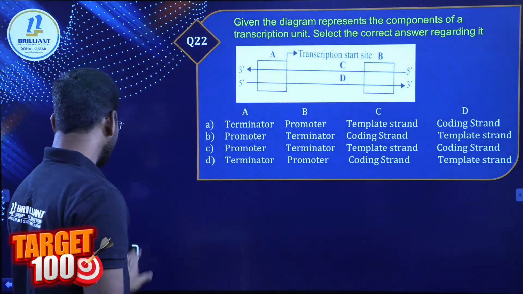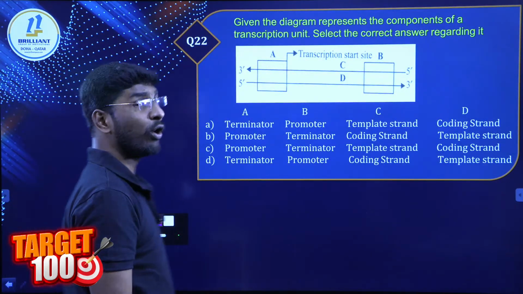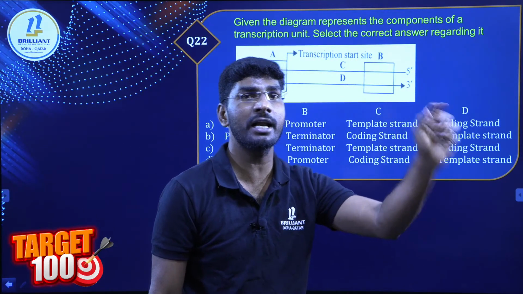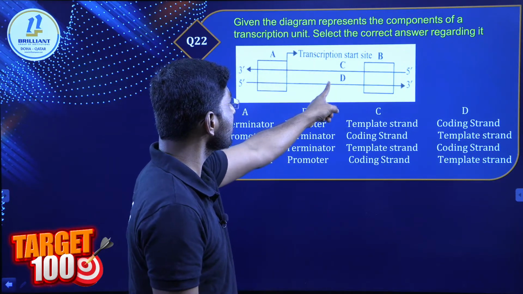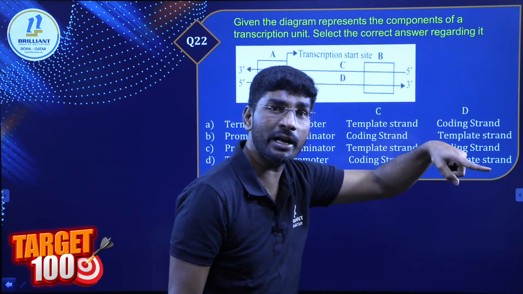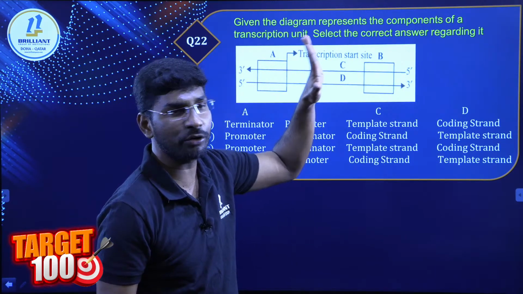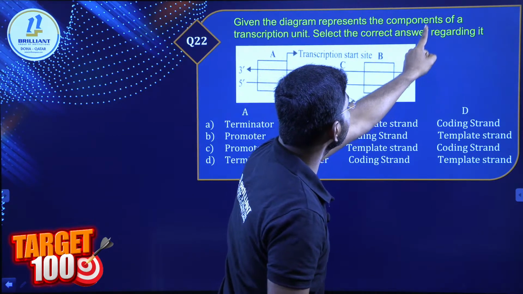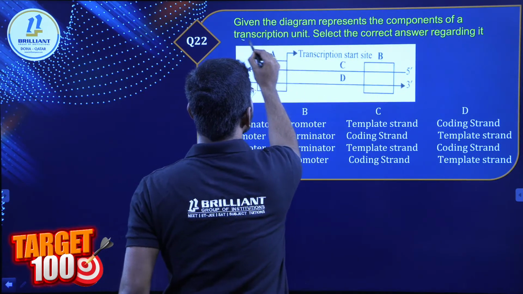Next question, question number 22. This question can also come as a 3 mark question. Write the complete structure of mRNA. Here the transcription unit is given, the structure of the complete mRNA. These are all very important concepts. Now, the given diagram represents the components of the transcription unit.